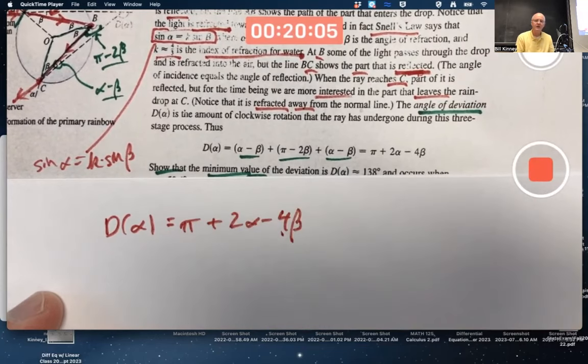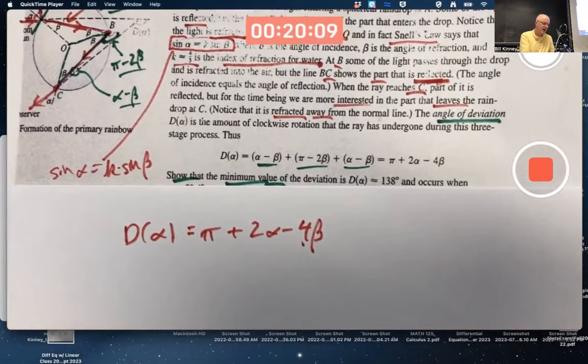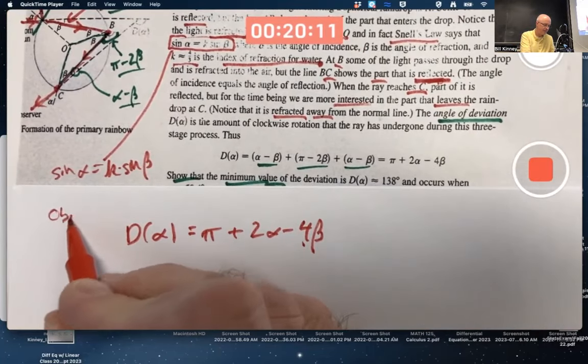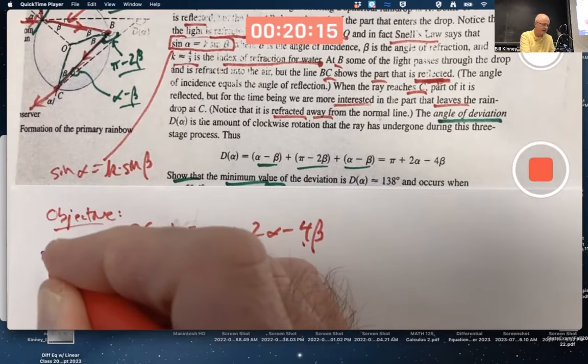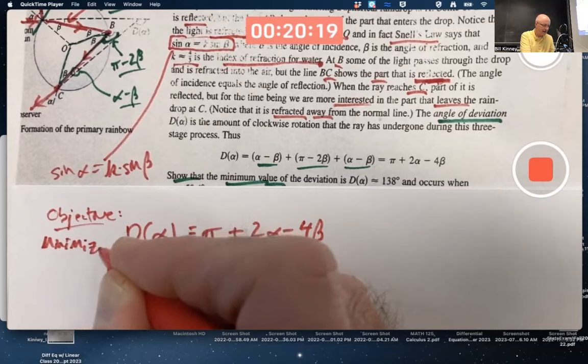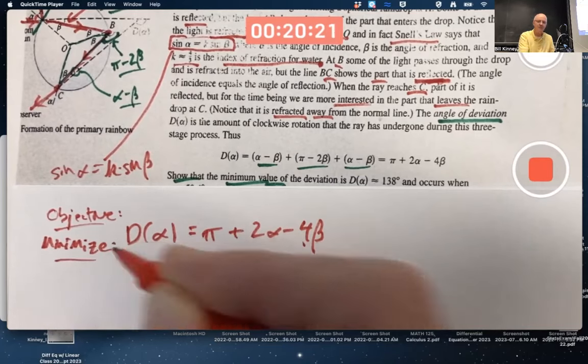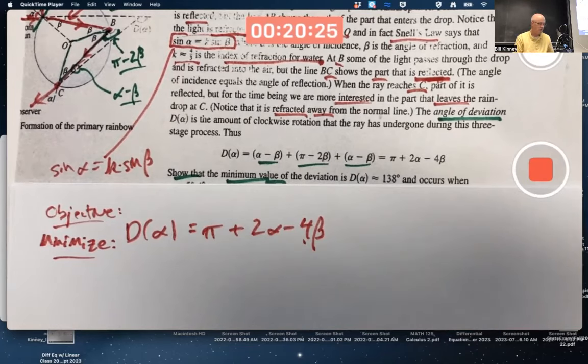is pi plus 2 alpha minus 4 beta. This seems to be a function of two variables. This is our objective function. Our objective is, according to the directions, to minimize this. Why? That's not clear. Why do we want to minimize this? It is related to explaining rainbows. But we've got two variables. Do we have to use multivariable calculus?